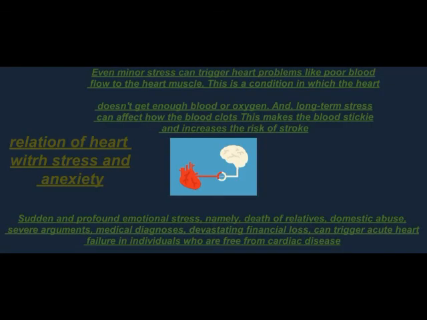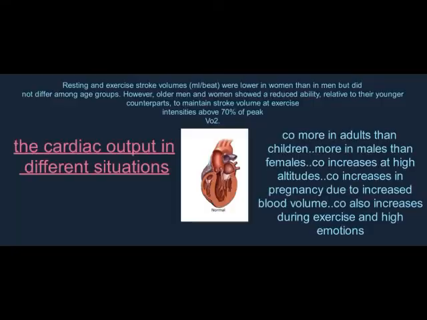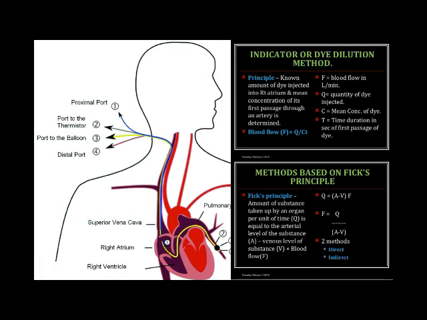Physiological variations of cardiac output: cardiac output is more in adults than in children because blood volume is more. Cardiac output is more in males than in females. Cardiac output increases at high altitude. Cardiac output increases during pregnancy because of increased body blood volume. Cardiac output also increases during exercise, and during emotional expressions.